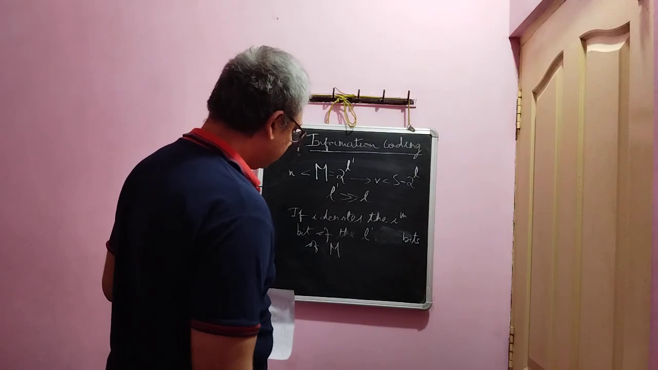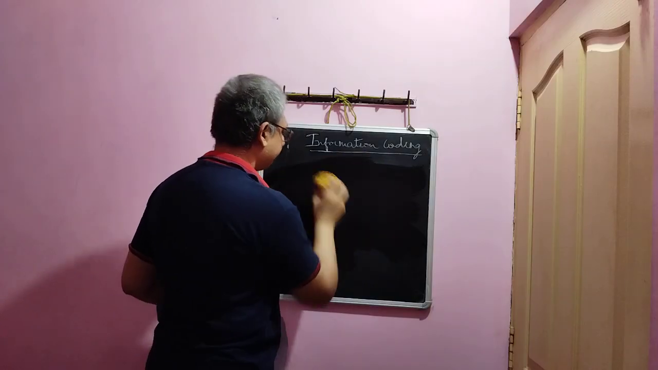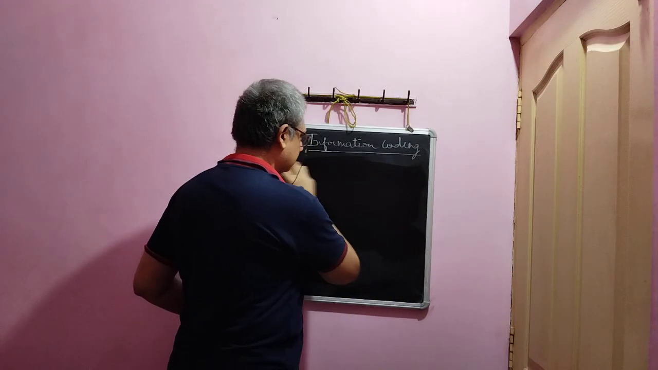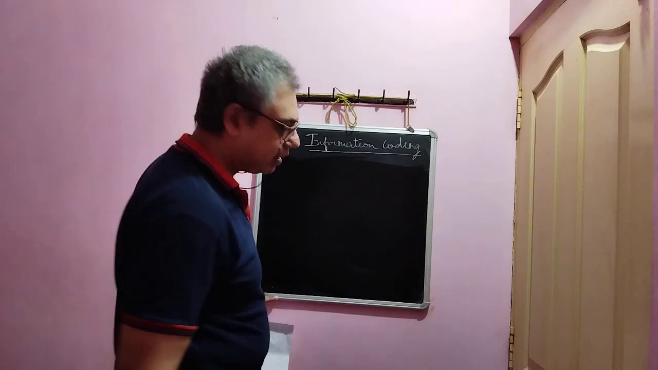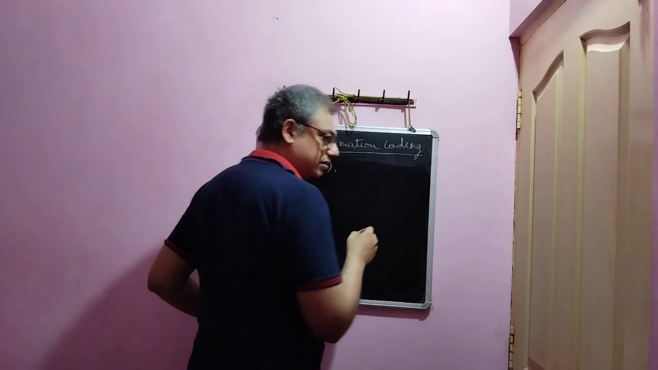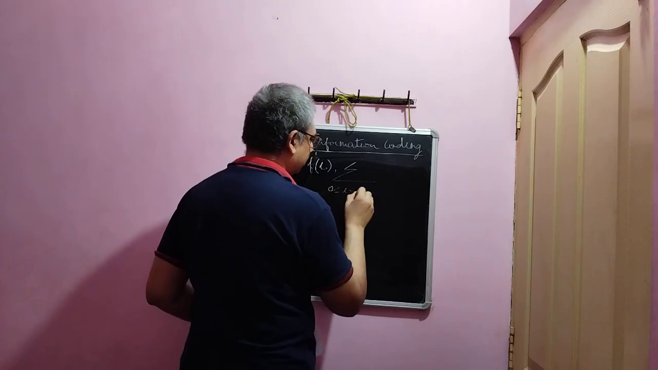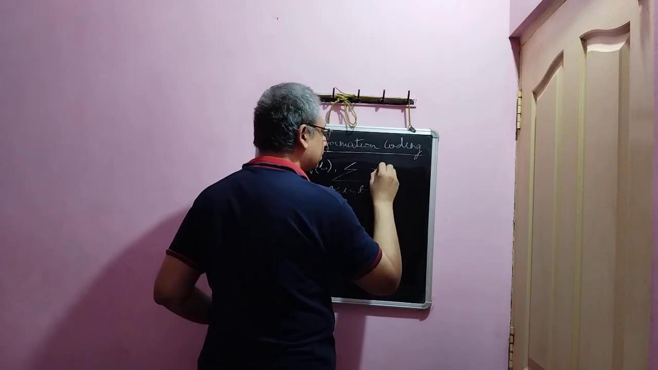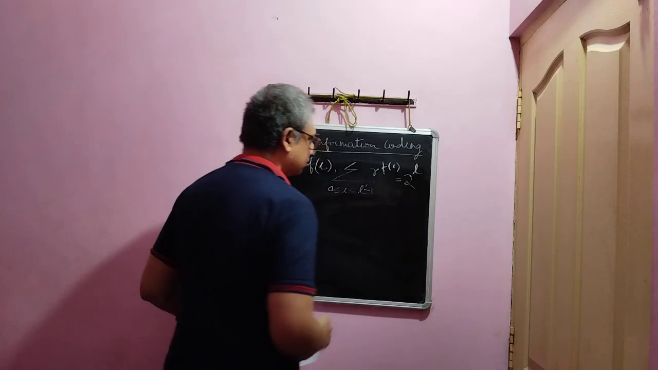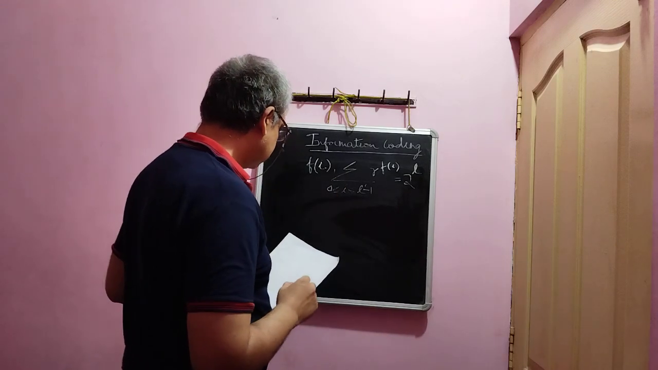Then we try and define a function f of I such that summation over 0 less than or equal to I less than or equal to L dash minus 1 of r power f of I equal to 2 power L. Okay, this is the function we have to define.